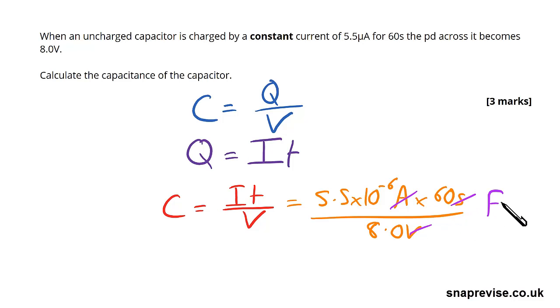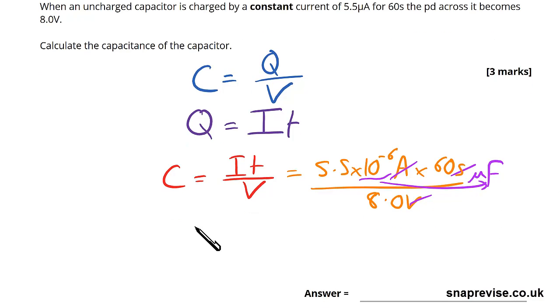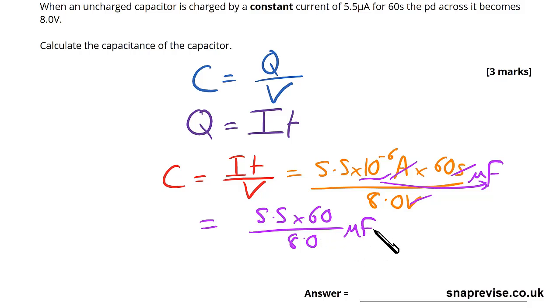But we could do something else. There's no real reason for us to actually use this as 10 to the minus 6 here. We could bring that 10 to the minus 6 out to here and leave our answer in microfarads, which would make more sense. So just to write that out again, we're going to do 5.5 times 60, all divided by 8.0, and our answer is going to be in microfarads. Or we could leave it as times 10 to the minus 6 farads. Where do we go from there?